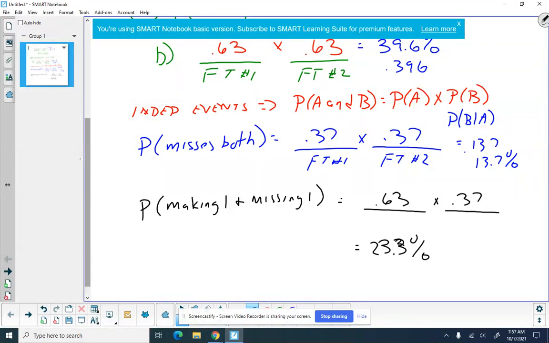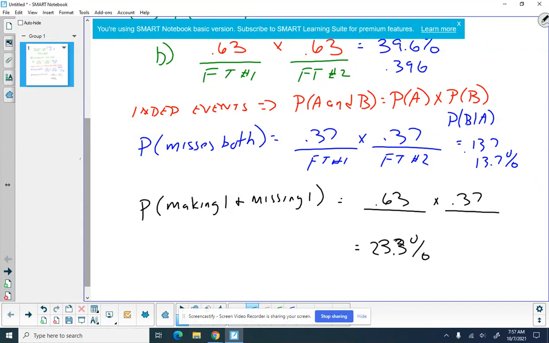All right. We're shooting 2 free throws. What are our options? What's our sample space? I'm either going to make them both, I'm going to miss them both, or I'm going to make one, miss one. Do I have any other options? So there is a 100% chance of one of those things happening, correct? Guaranteed. I'm going to shoot 2 free throws. I'm going to make them both, miss them both, or make one, miss one.